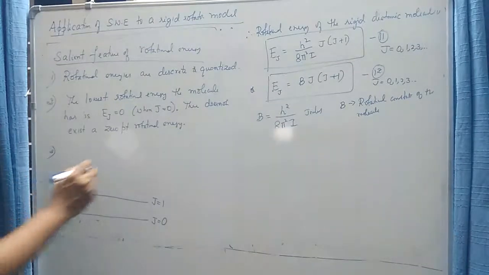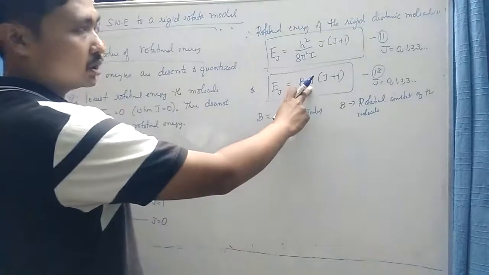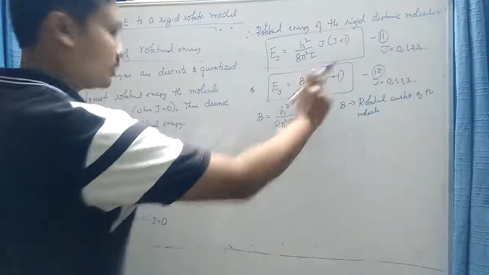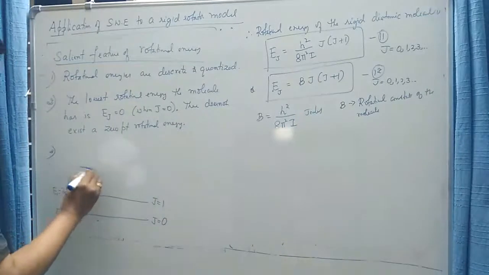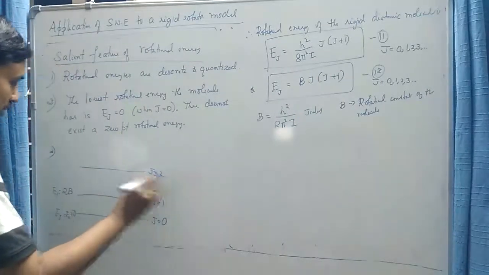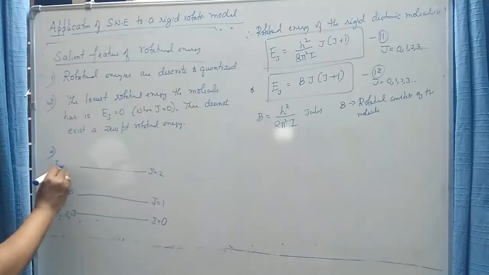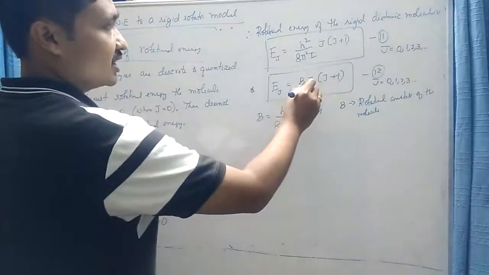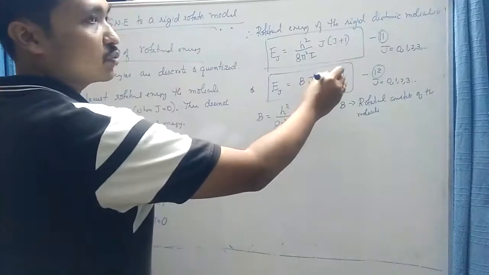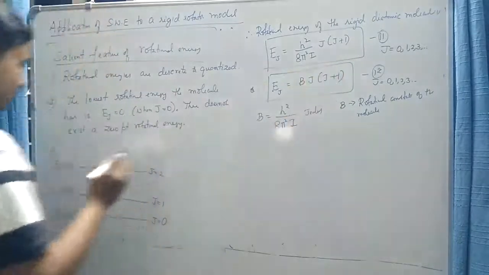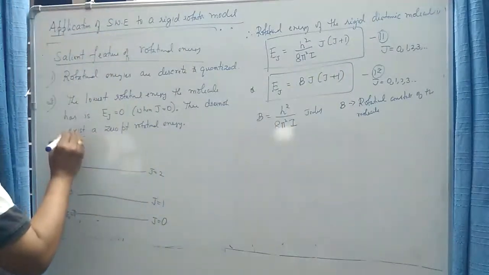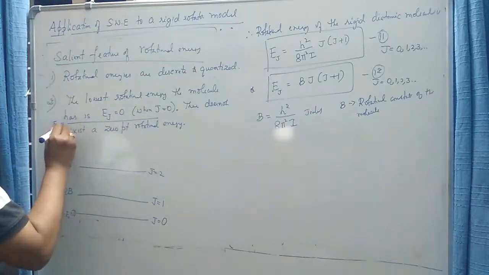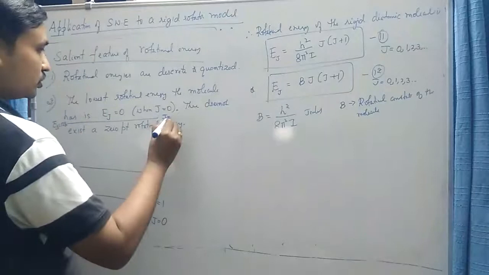The next possible energy is when J is equal to 2, and it is 2 into 2 plus 1. 2 plus 1 is 3, so 2 into 3 is 6 times B. So the next energy is when J is equal to 2, and the energy E2 is 6B. The next possible value of J is 3. In that case, 3 into 3 plus 1, 3 into 4, is 12B. So I will draw it somewhere here. E3 is equal to 12B when J is equal to 3.